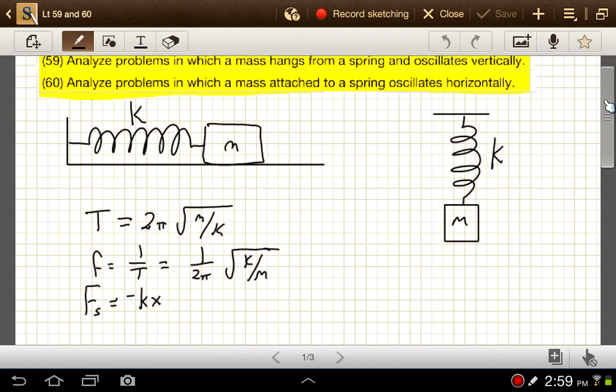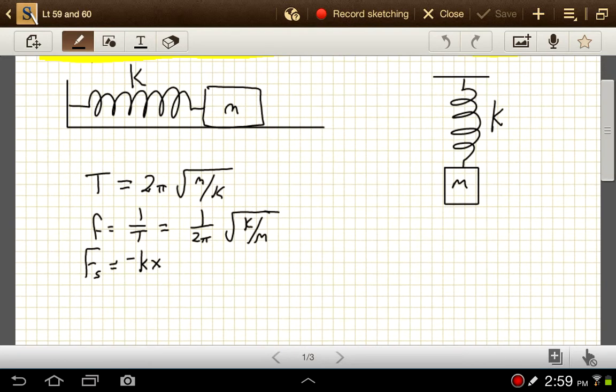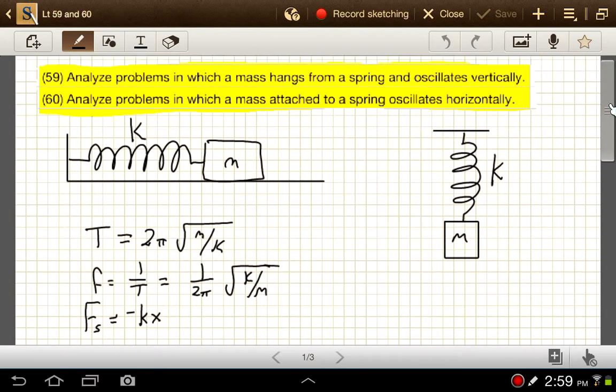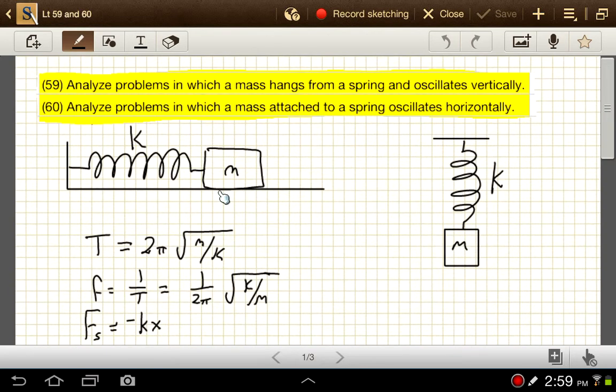Now, in terms of the equations for period and frequency and force, those don't depend on orientation, so those are all going to be the same for each one of these situations. What will be a little different is on a problem like this, the horizontal ones, they're going to have to give you some information to help you figure out how far that spring gets stretched and compressed, and they definitely have to give you a value for k.